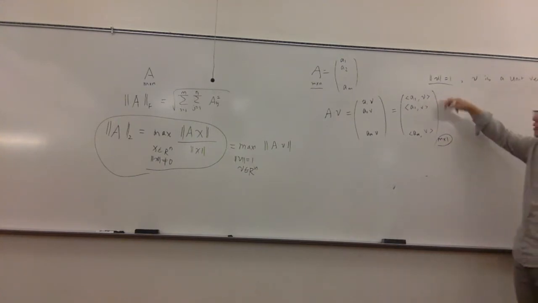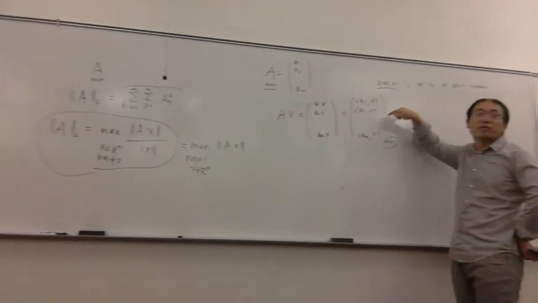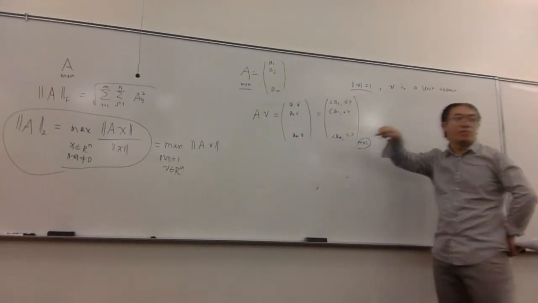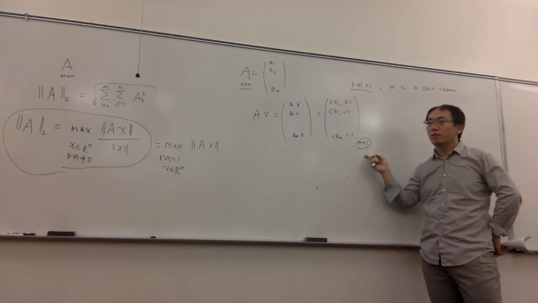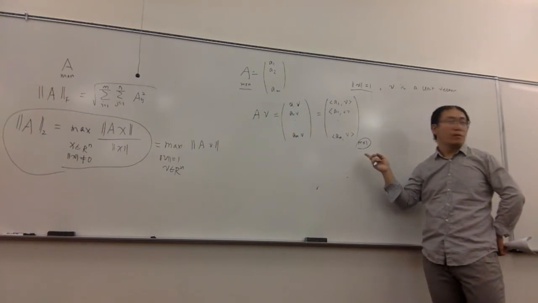And then we compute their Euclidean norm, which is the square root of the sum of their squares. Any question at this point? Okay.